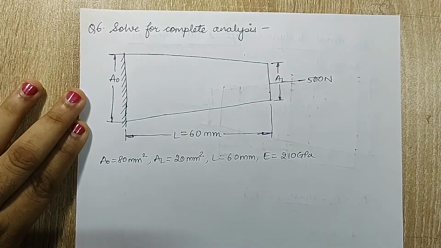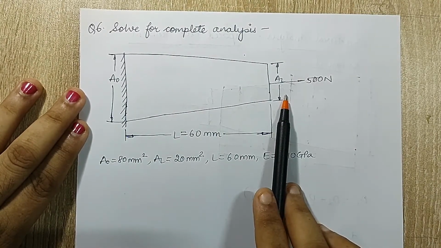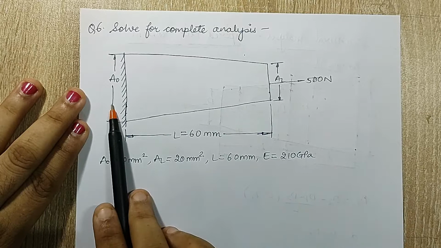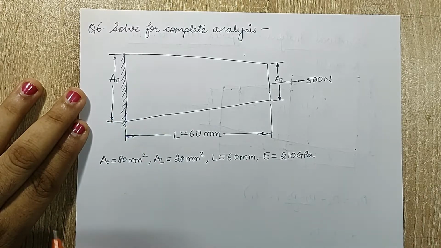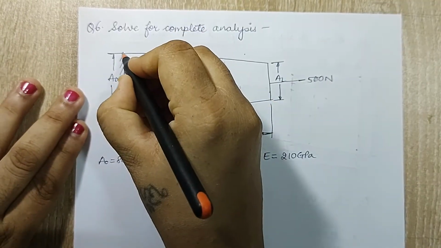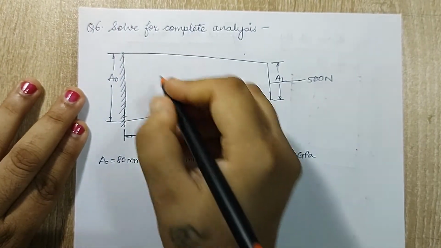This bar is given to me. Now instead of diameter, directly the area is given. If the diameter is given, I can calculate area as pi by 4 d square. If area is given, no problem. Instead of d, I am going to just write area. So I will start from this end. I will take a point inside and from here I'll take a point inside.